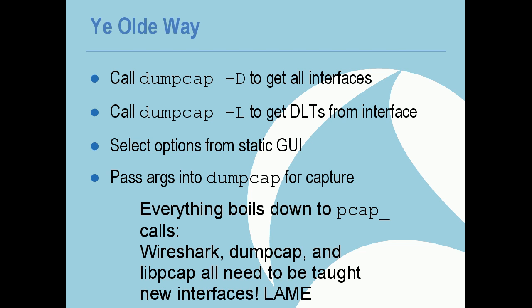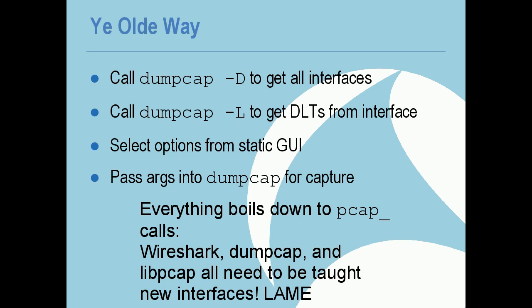This is the quote-unquote traditional way that Wireshark goes through a full capture. You launch Wireshark, it calls out to Dumpcap to get a list of all the interfaces. Then when you go to start capturing from an interface, you get a list of all the DLTs. Some interfaces have support for multiple link layer types. Then you select your options on how to capture from a GUI. That GUI is fixed and cooked into the code. Then you pass the arguments for capturing into Dumpcap.